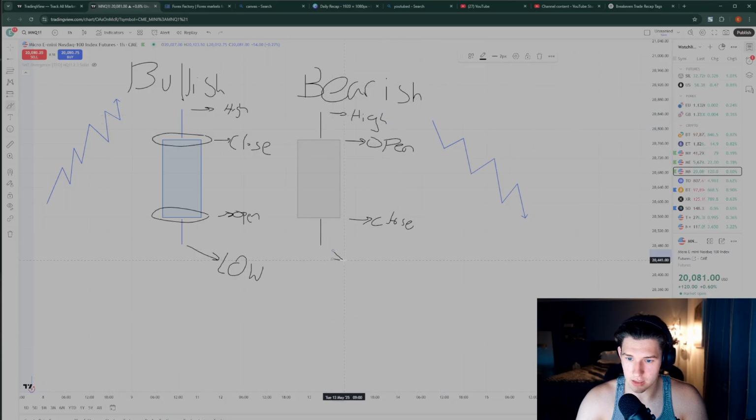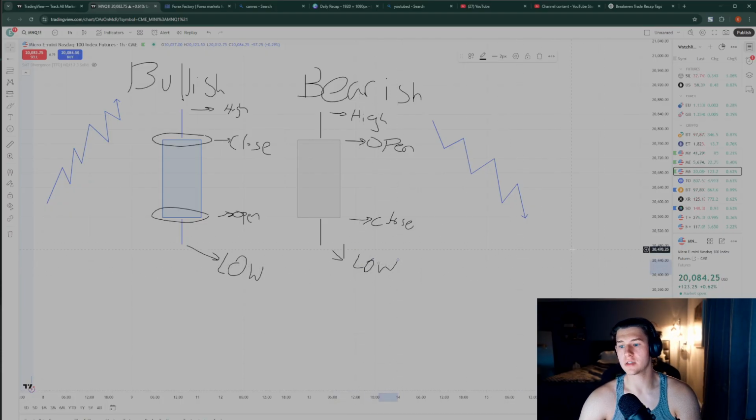High, hello. And this wick is the low. Get the idea, right? So this is fundamentally all you have to know as far as reading candles goes. And what I recommend you guys doing is going into the charts and just going step by step through these candles, imagining them print out, or just trying to read how price action works, right?